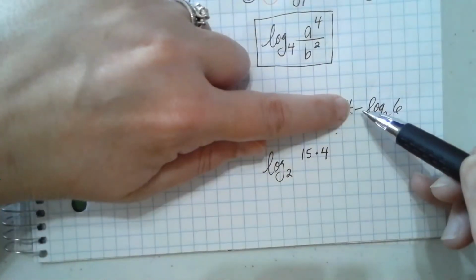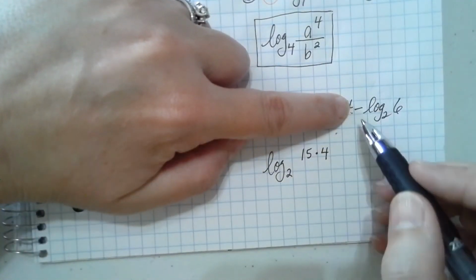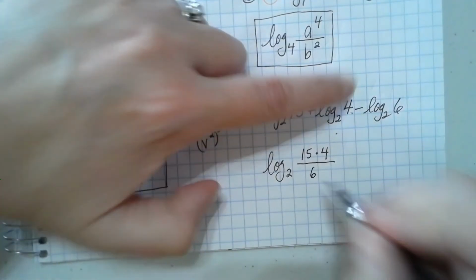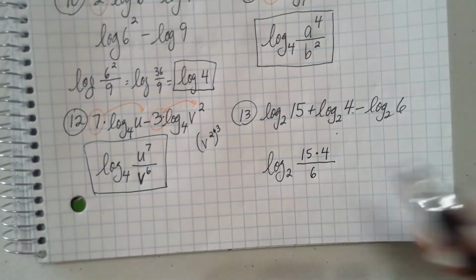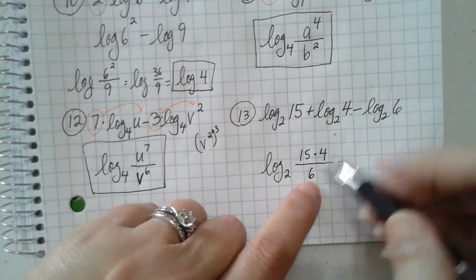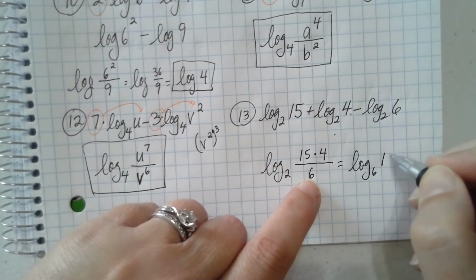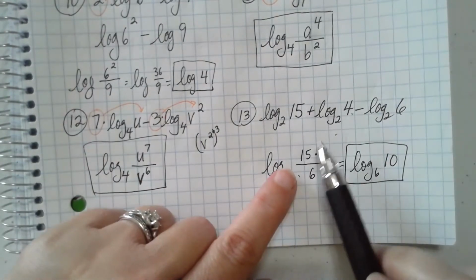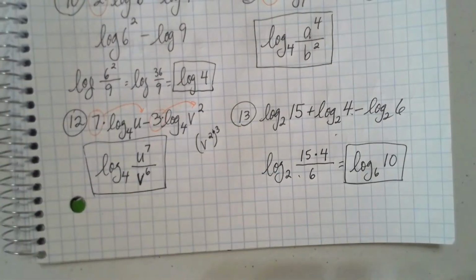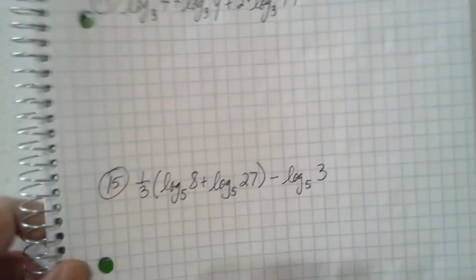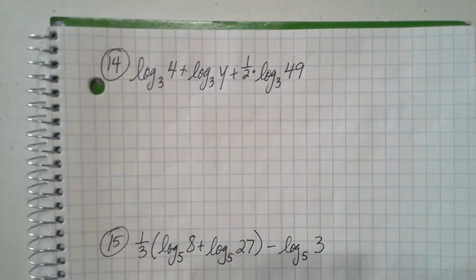The next thing I see is a subtraction sign. In our logs, subtraction means for us to divide by 6. So 15 times 4 is 60. 60 divided by 6 is 10. Or if you type this into your calculator, 15 times 4 divided by 6, you'll get 10. Okay, so let's look at a couple that are a little bit more intricate, shall we say, a little bit more detailed.